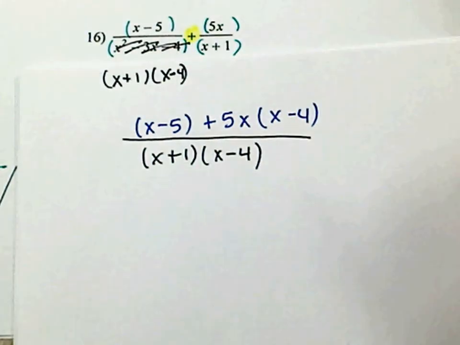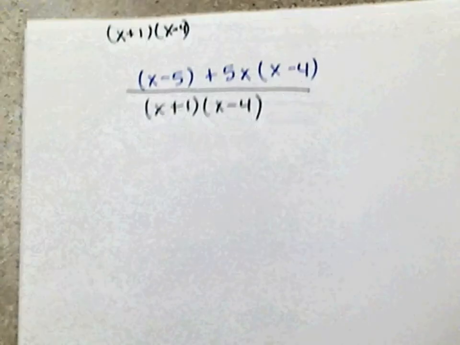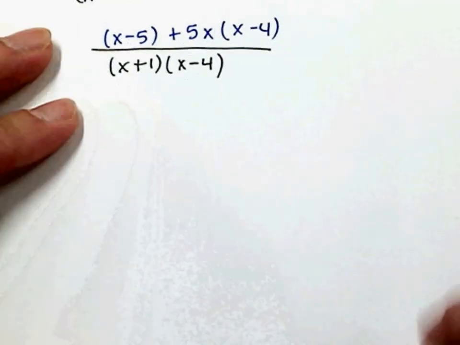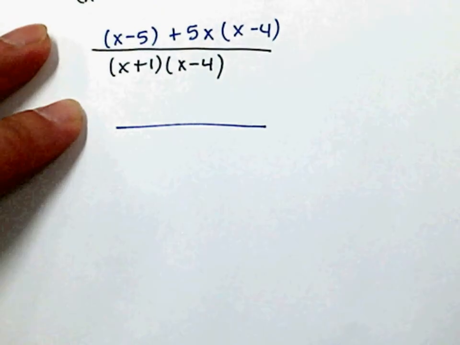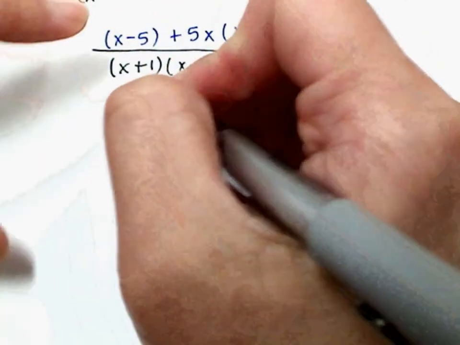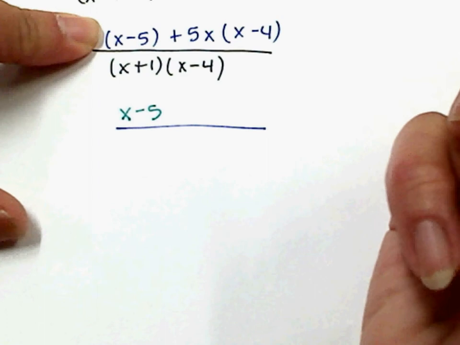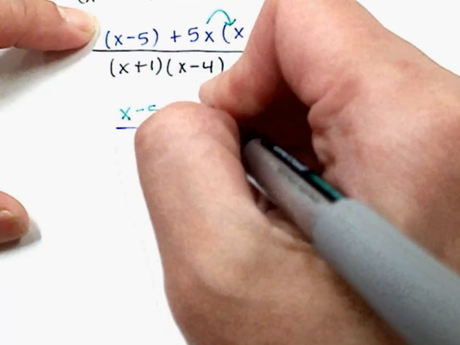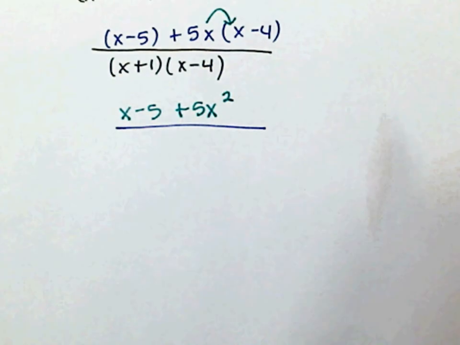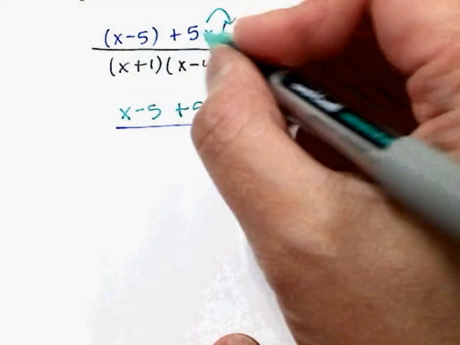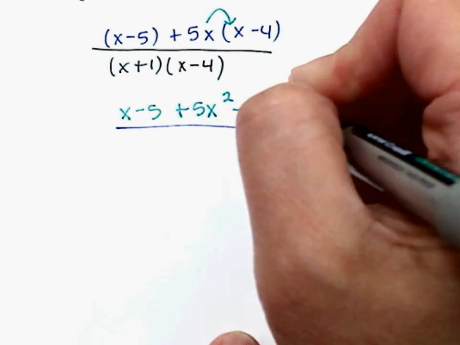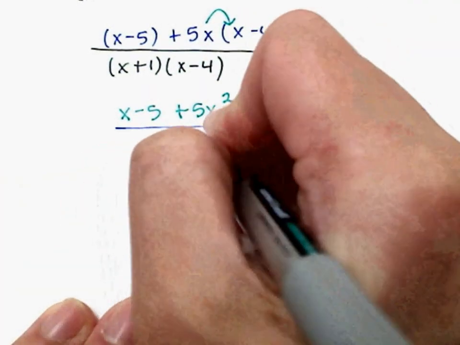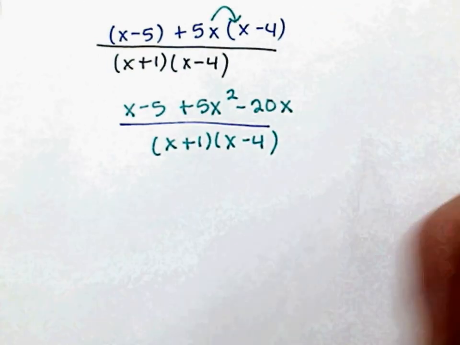Moving on. Now what do you do right here? Distribute. Draw my line. Can I remove the parentheses from this one? Yes. And then you have 5x times x is plus 5x squared, correct? 5x times -4 is -20x. Do not multiply your denominator, okay? Pretty good? Okay, what do you do next?